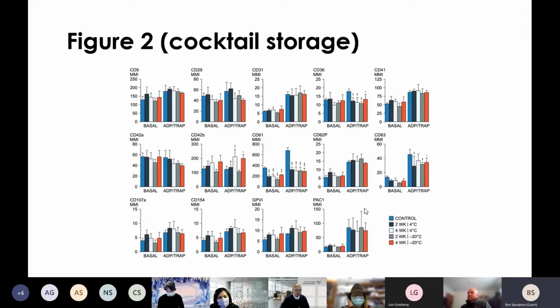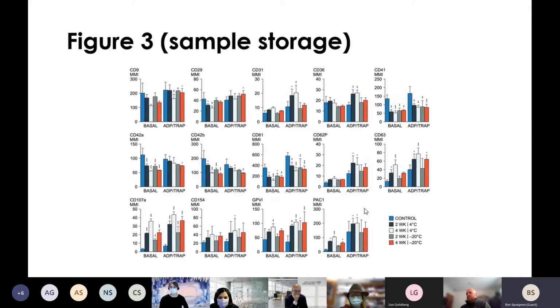And staining variation after prolonged cocktail storage, I think it's been reported in several publications, and some solutions have been proposed, such as storage at -18 with FBS and DMSO, as well as preparation of lyophilized cocktails, but we've not yet tried these suggested solutions.